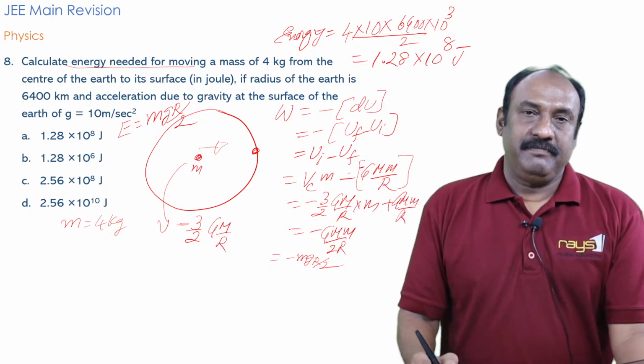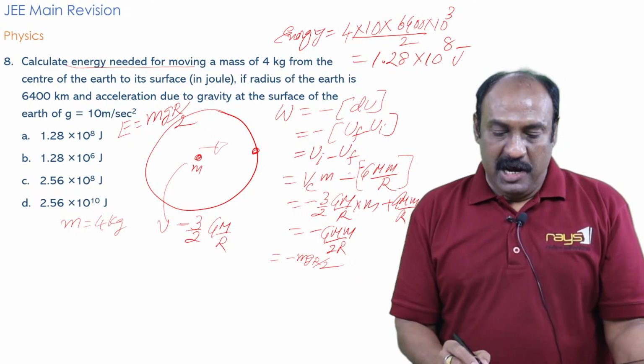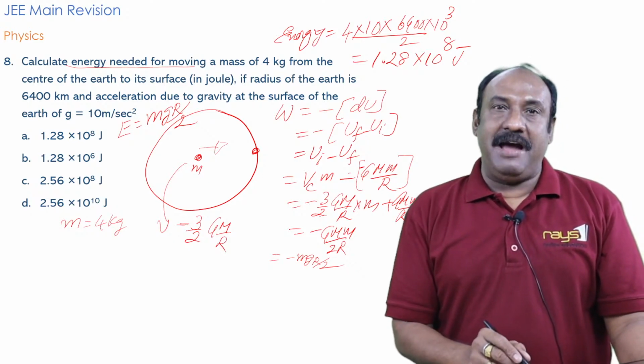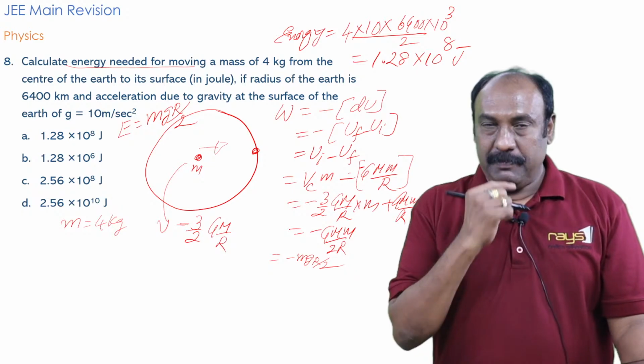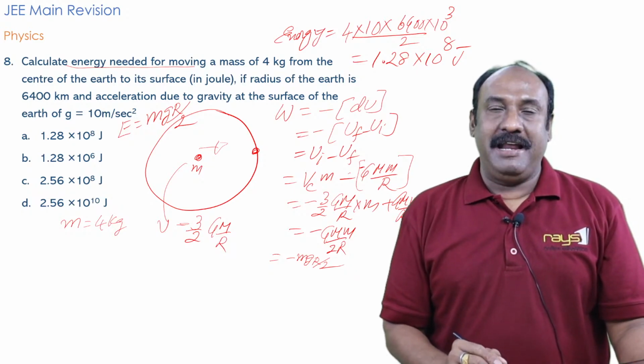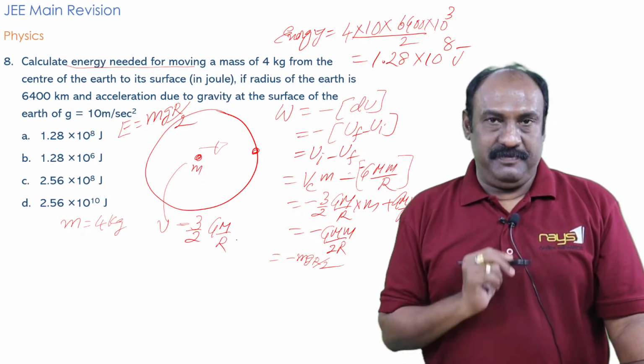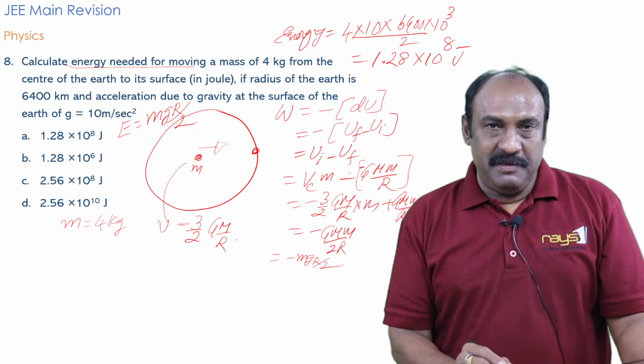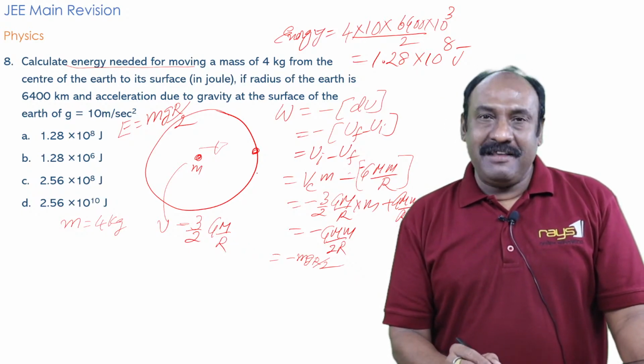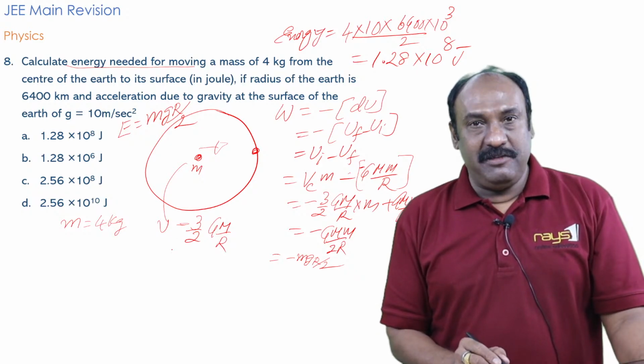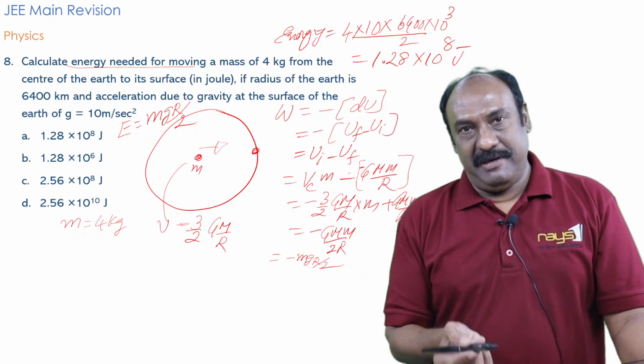So it is also another standard formula I have to remember, that is, the gravitational potential of the body at the center of the earth is minus 3 by 2 GM by R. What is the gravitational potential of the body on the surface of the earth? Minus GM by R only. At the center it is minus 3 by 2 GM by R, and on the surface it is minus GM by R.